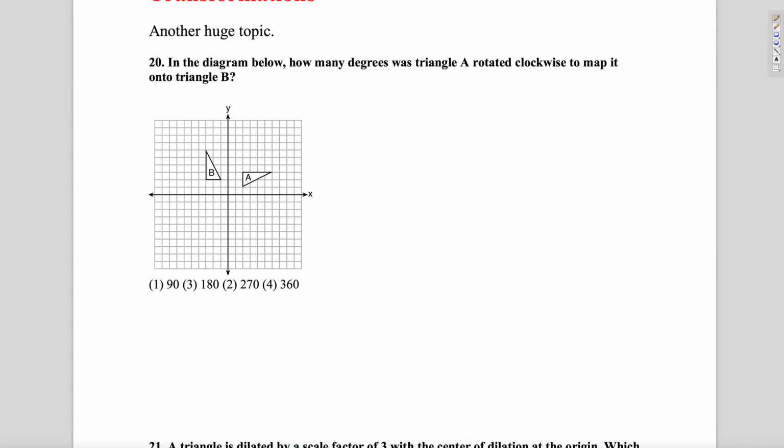Transformations, massive topic. Clockwise would be in this direction. So it would be 90, 180, 270. All right, so that's that one.